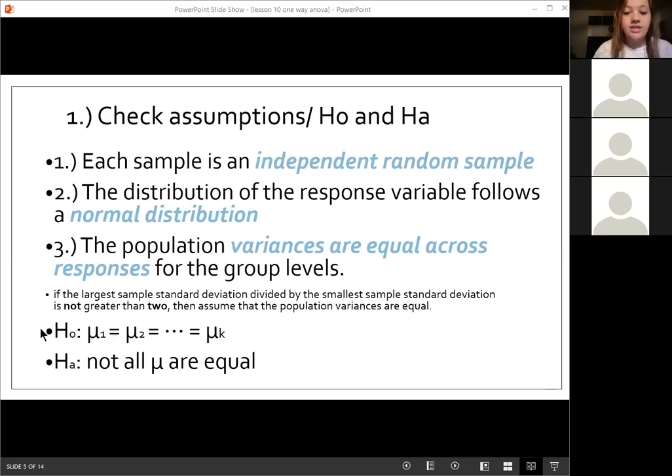And the way that we can check that, if we don't have the variances already, you can use this rule. If the largest sample standard deviation out of all your groups divided by the smallest out of all the groups is not greater than 2, then you can assume that the population variances are equal. So if you're not given the variances specifically to see if they're equal, then you can just use that rule of thumb, and that'll tell you if this assumption is met.